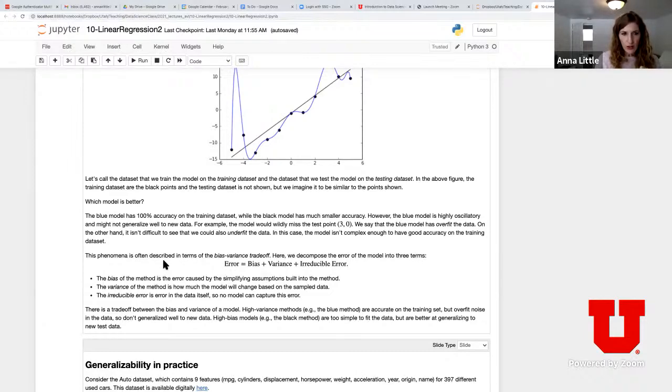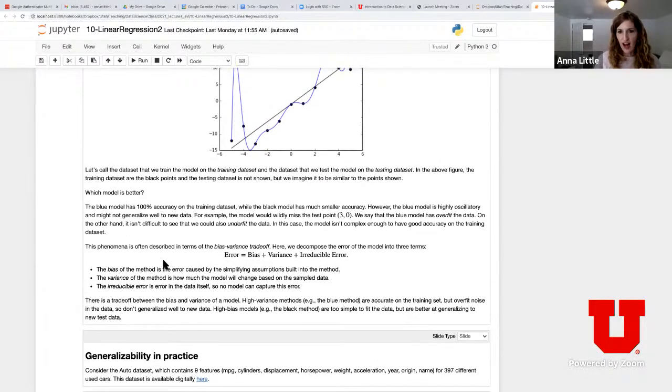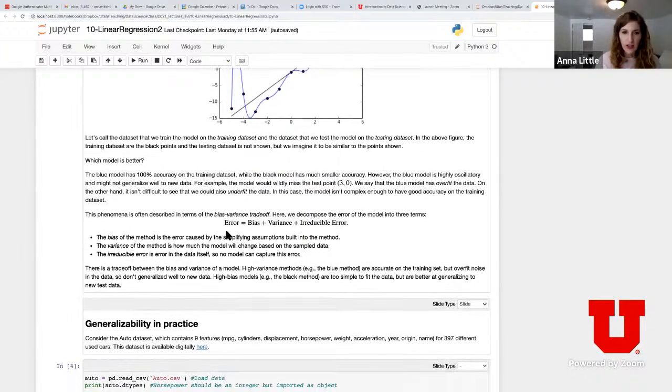What we want to do is build a model that's complex enough to fit the data, that's not too simple, but that's not so complex that it doesn't generalize well. And this phenomenon is called the bias-variance trade-off. So we can think of decomposing our error into three terms. The error consists of bias plus variance plus irreducible error.